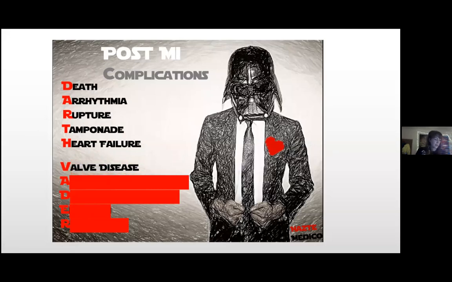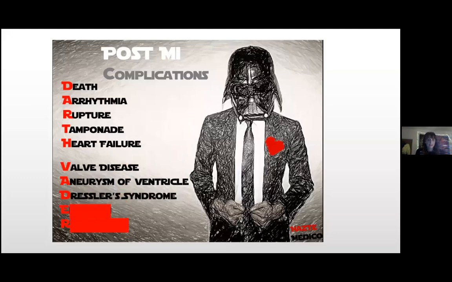So this is valve disease. So you might have mitral regurg from rupture of the papillary muscles. A is for aneurysm of the ventricle. I don't think you need to know too much about that. It's just ballooning of the ventricle that will inhibit blood flow.